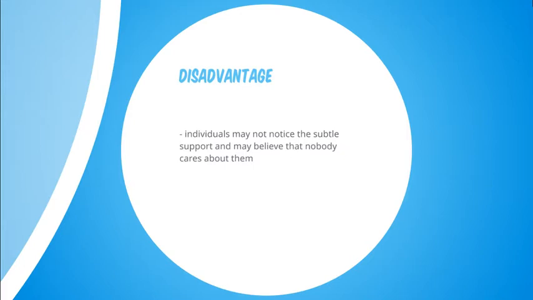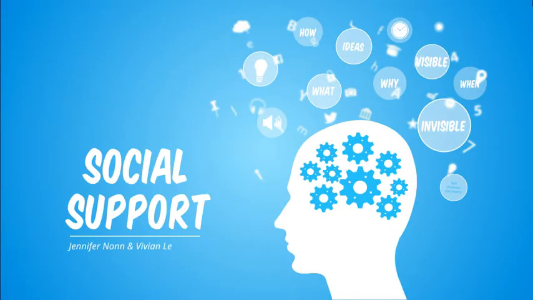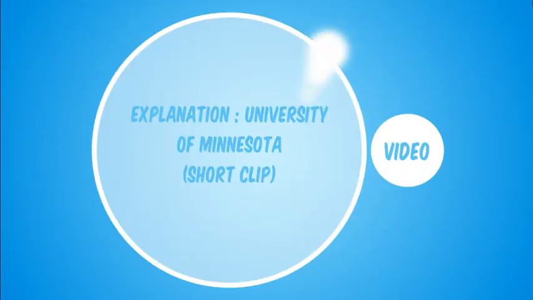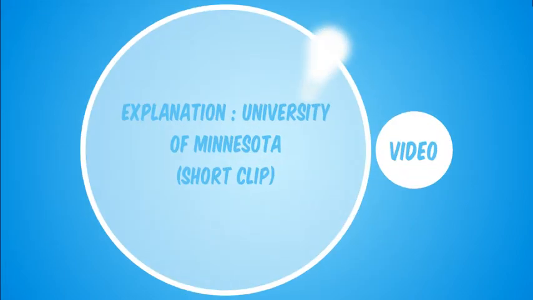A disadvantage with invisible support is that individuals may not notice the subtle support and believe that nobody cares about them. So with our example, John may notice that Mary hasn't asked him how things are going and thinks that she doesn't care about his training. Here is a video that we found that may further explain invisible and visible support.